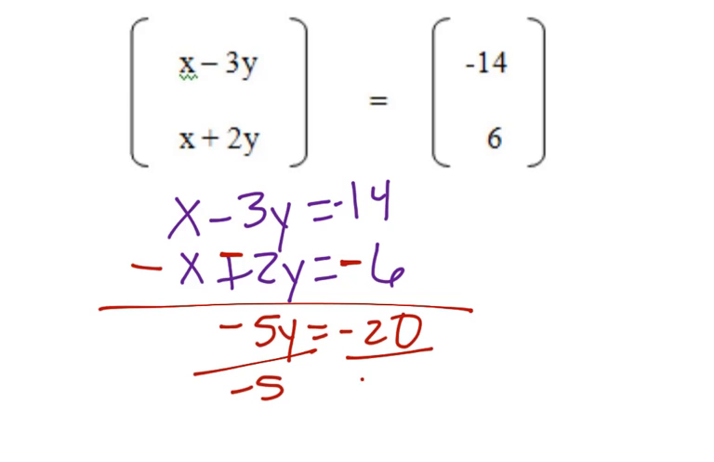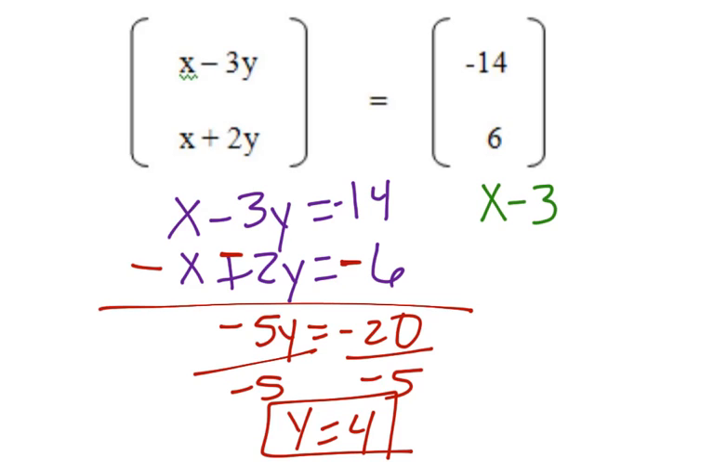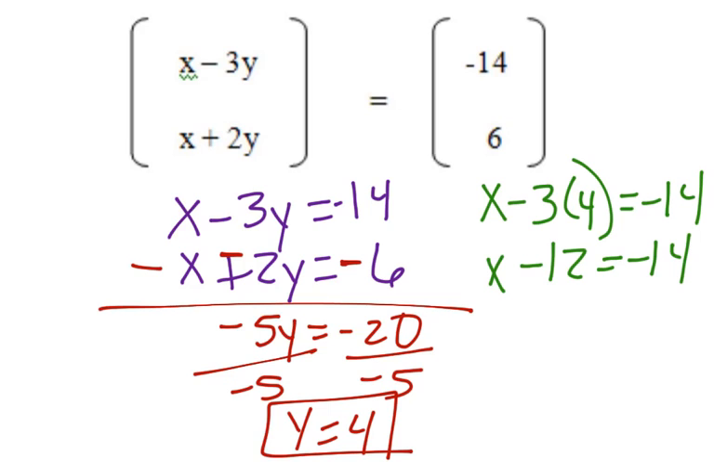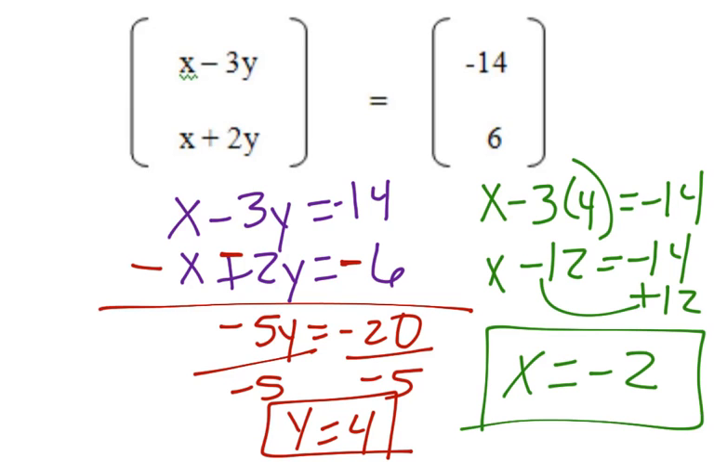Divide both sides by negative 5, and y is equal to 4. Take that and substitute it back in. So x minus 3 times 4 equals negative 14. So x minus 12 equals negative 14. Add your 12, and x is equal to negative 2. That's your answer.